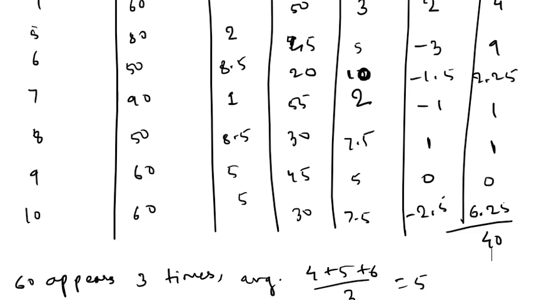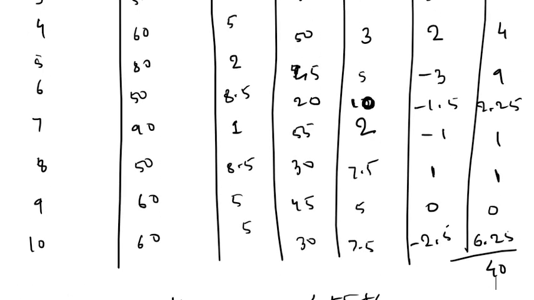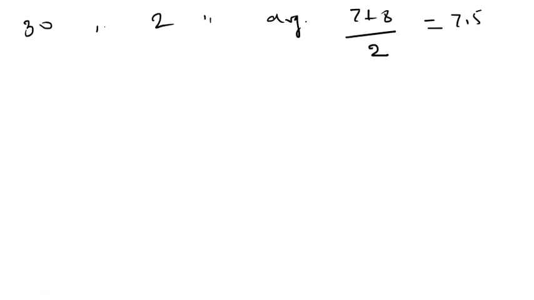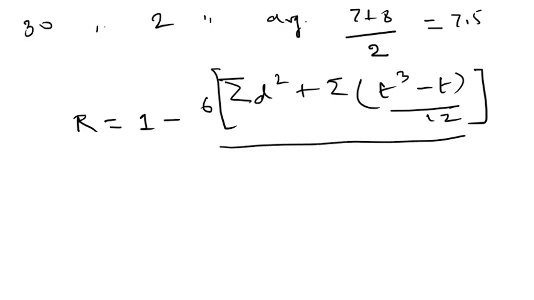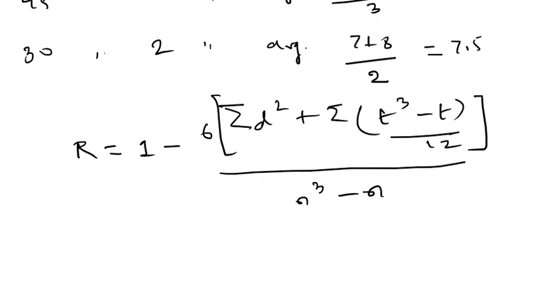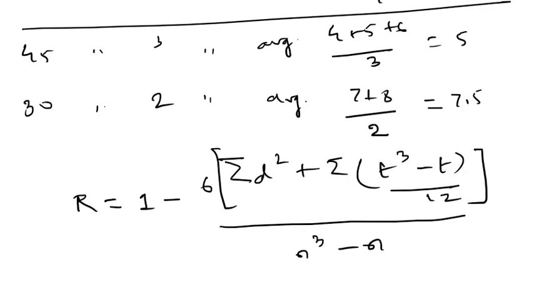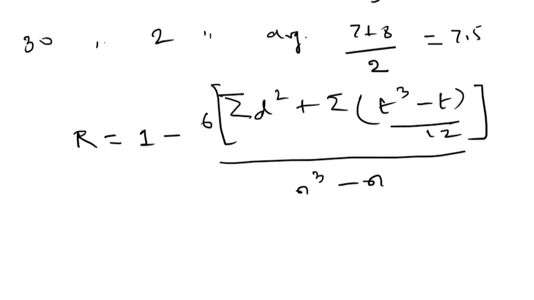Okay, clear so far? Now we have to do the rank correlation coefficient. We need to know the formula. This is capital R. Rank correlation coefficient is equal to 1 minus 6 times summation d square plus summation t cube minus t by 12, whole divided by n cube minus n. Here t is for ties. 30 comes 2 times, 45 comes 3 times. So these are all ties.